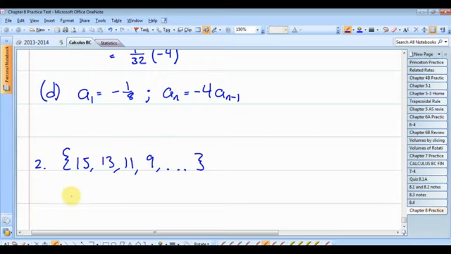So A, recursive rule. Don't forget the first term. First term is 15. Each term is equal to the term before it plus negative 2.